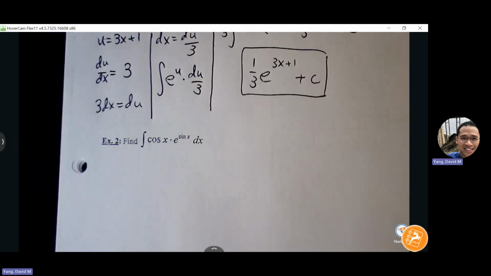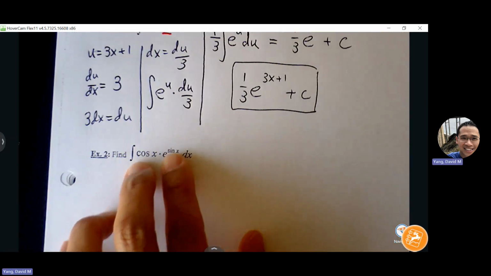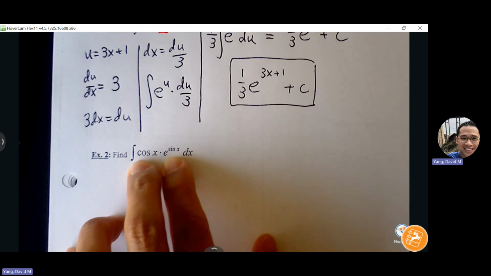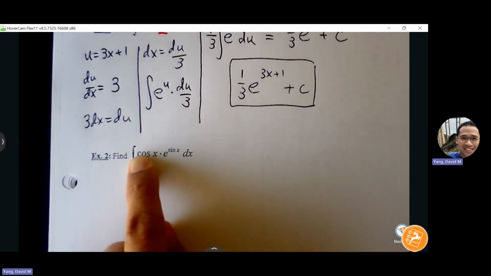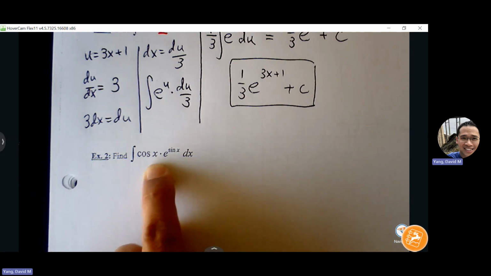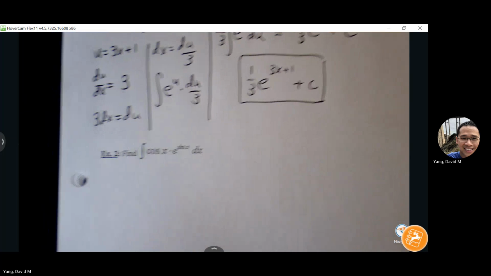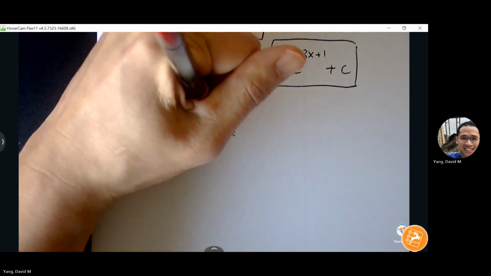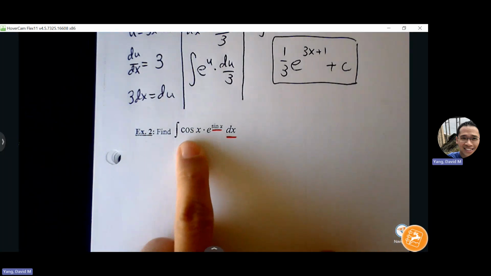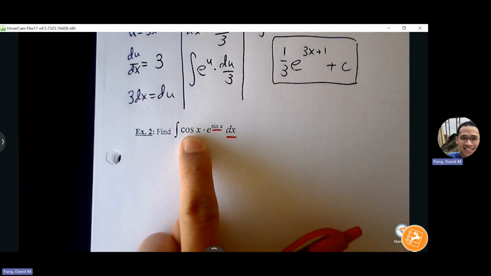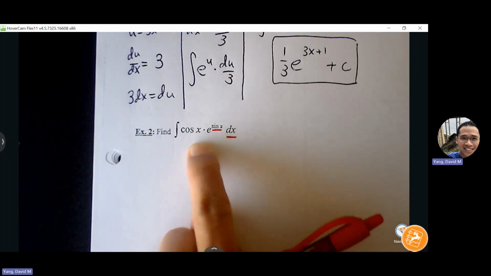All right, example 2. Integral of cosine of x e to the sine of x dx. There is no rule that can match this complex of a problem, right? We can't say, okay, integral of cosine, integral of e, we can do those. They're not separate because they're being multiplied here. So u substitution, right? What could be our u value? And do we anticipate this cosine to go away on its own later? Yeah, because the derivative of sine is cosine, so that should work out.